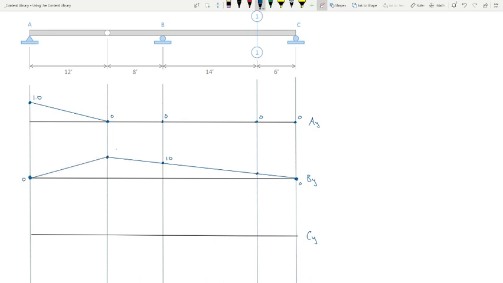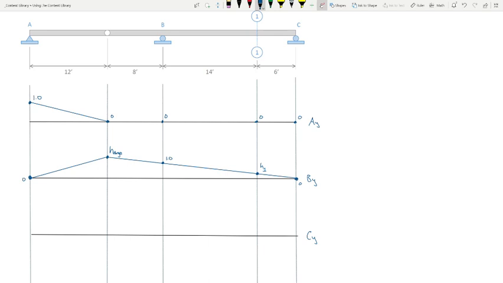Now, we got some points to figure out. We'll call this H sub hinge. We'll call this H sub 1. Let's start off with H sub 1. Can anybody tell me how we can find H sub 1? Well, what do we know about this line? What is the slope of this line?